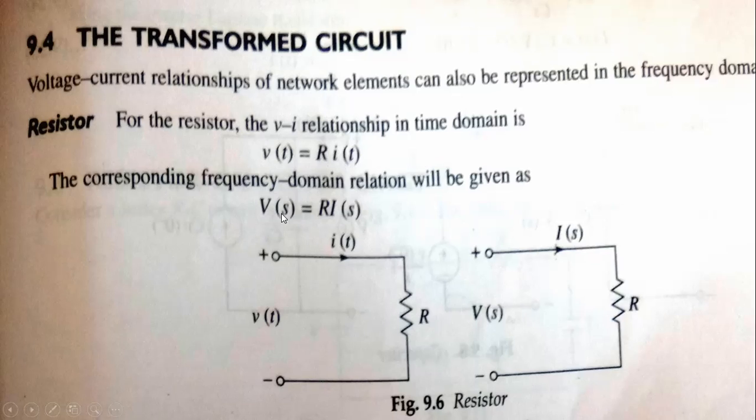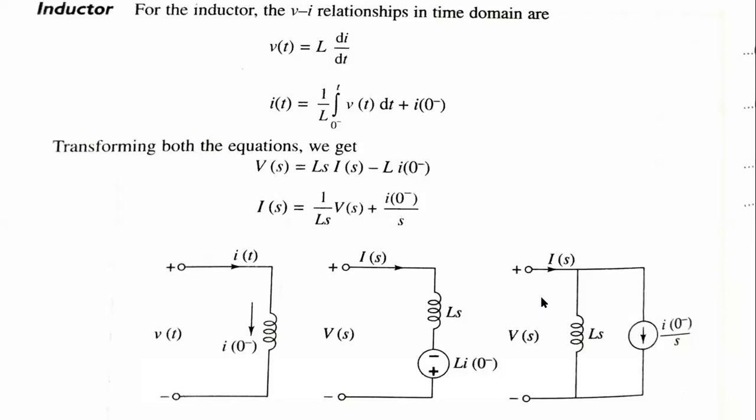V(t) becomes V(s), R stays as it is, small i becomes capital I, and small t becomes s, that is, in the frequency domain. Same thing here: V(t) will be V(s), I(t) will be I(s), and R will be as it is. Likewise, you can convert this individual R.